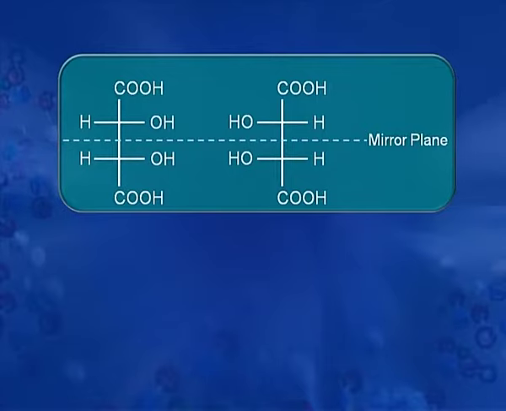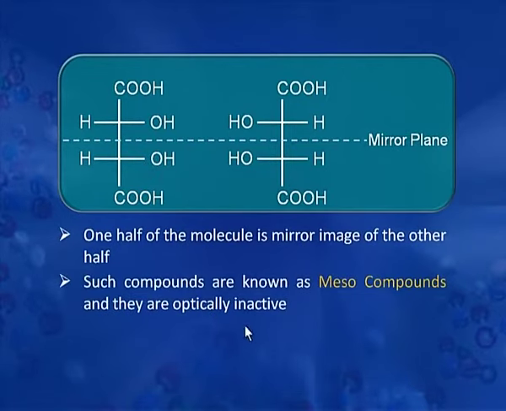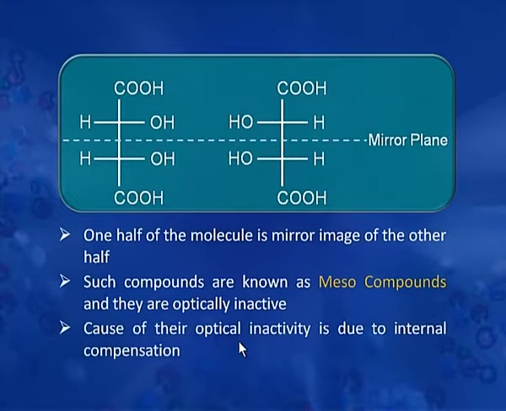So that molecule becomes optically inactive because whatever effect is caused by one asymmetric carbon atom on plane polarized light is exactly cancelled by the other part of the molecule. Such compounds are named meso compounds, where one half of the molecule is the mirror image of the other half. These meso compounds are optically inactive and the cause of their optical inactivity is internal compensation. Internal compensation means internally one half of the molecule is compensating the effect caused by the other half.